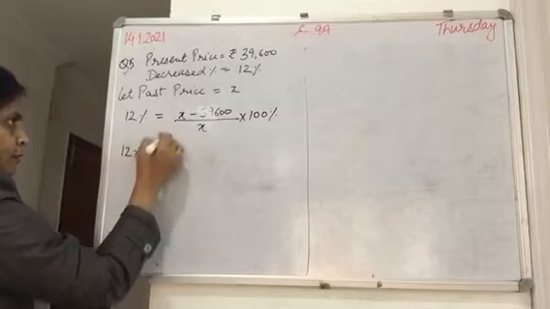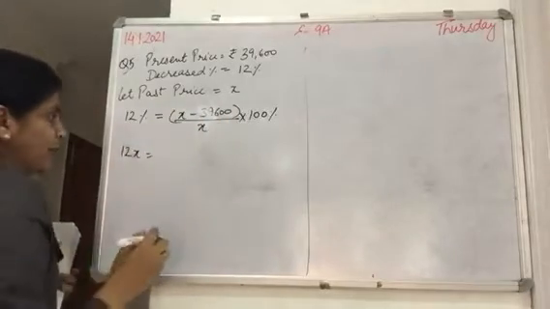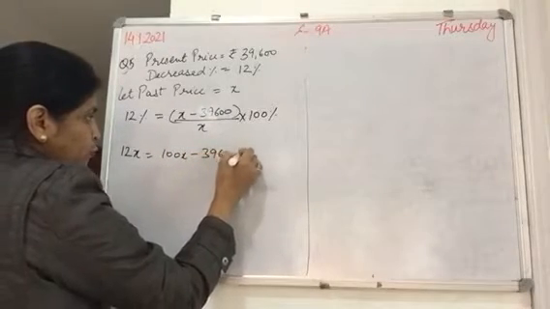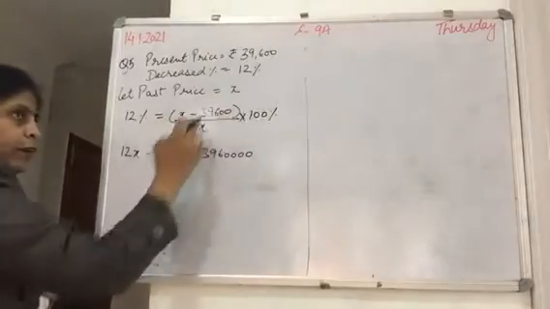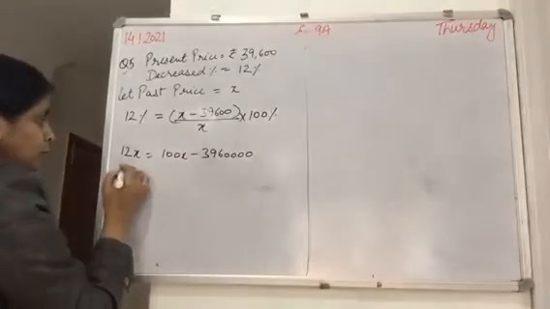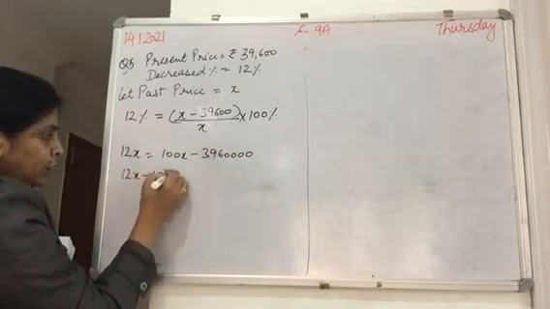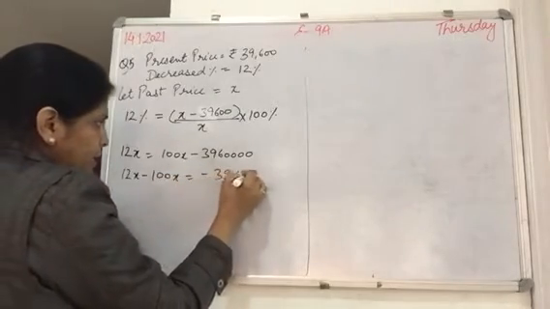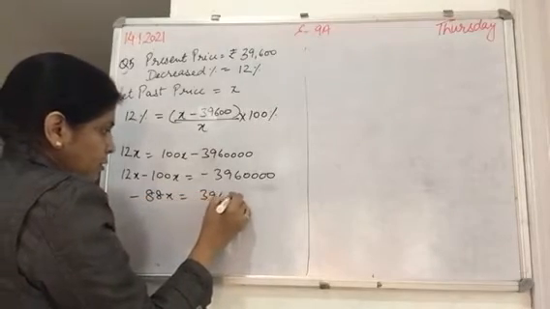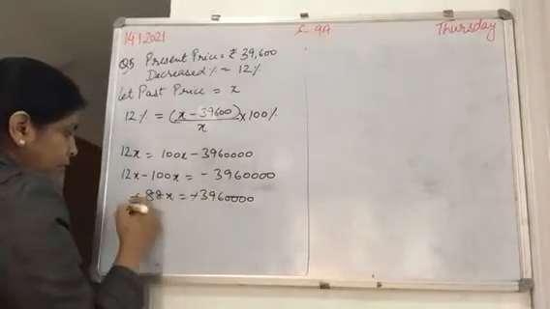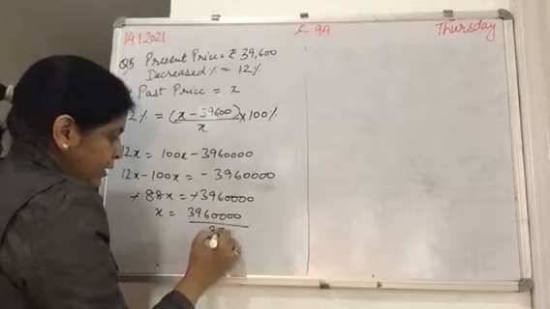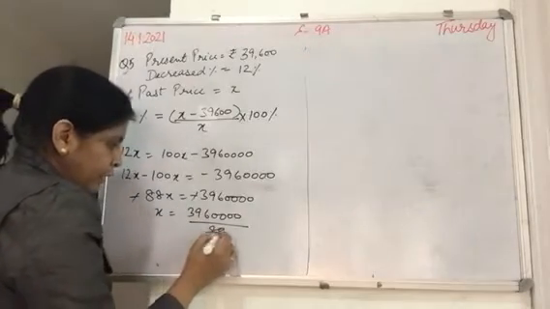So 12x, this x will go that side, 12x equals 100x minus 39,600. This 100 will be multiplied with all the terms inside the bracket as per the distributive property. So 12x minus 100x equals minus 39,600. Minus 88x equals minus 39,600. Minus minus cancels. 39,600 divided by 88. Cut with the table of 11.